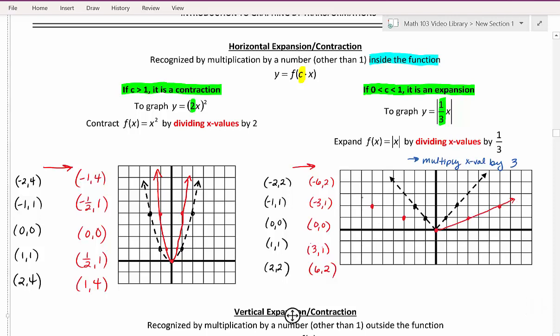Drawing our graph through our points, we see again that the shape has definitely changed. We have expanded our absolute value function horizontally. It has gotten wider.